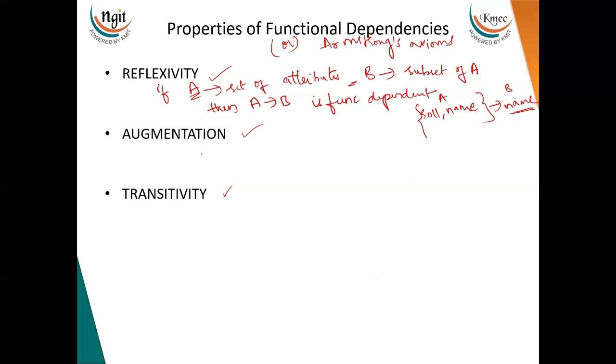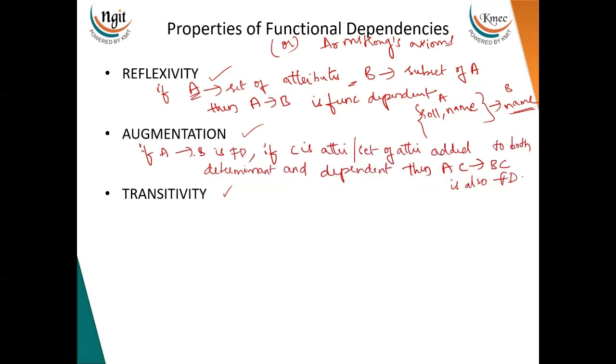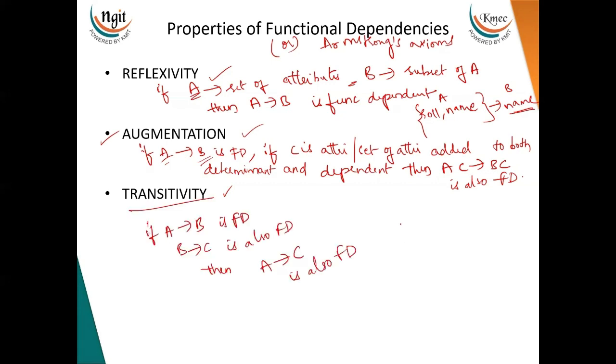Now we are going to learn what augmentation is. There are two attributes, say A and B. A tends to B is functionally dependent, and if you add one extra attribute C to both the determinant and the dependent, then there exists a new dependency, that is AC tends to BC. The forming of this kind of functional dependency is the augmentation property. Transitivity says that if the value of B is determined by A and the value of C is determined by B, then the value of C can also be determined by A. This is known as the transitivity property.